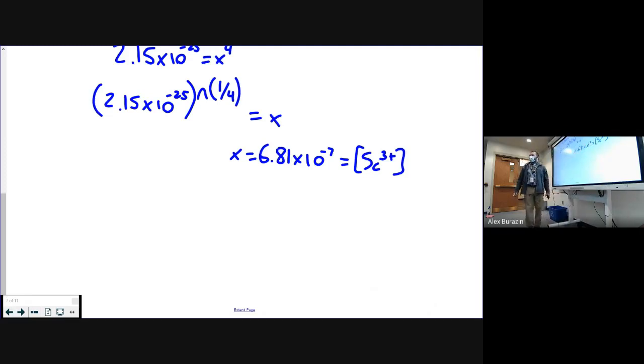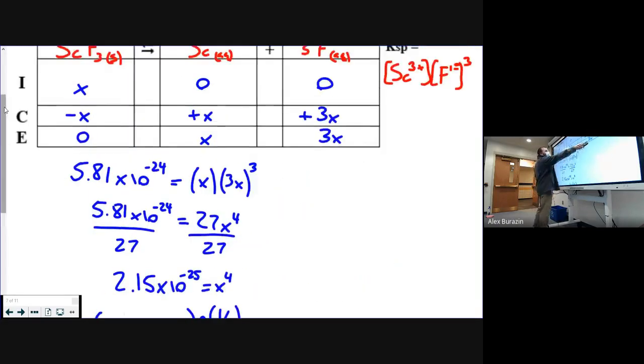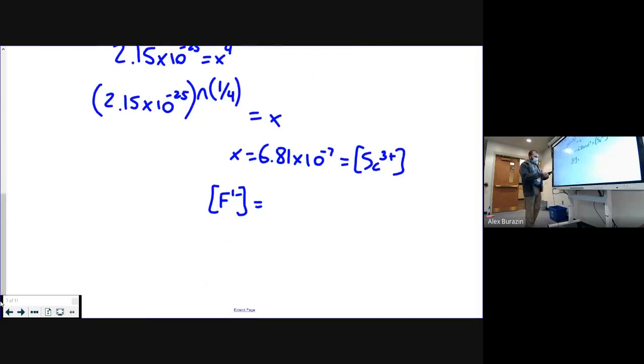I didn't leave myself space, but that's a molarity, obviously, when we have brackets, right? For the fluoride, we would just need to take 3x. So 3 times whatever that was, 3 times 6.81 times 10 to the negative 7, and we get 2.04 times 10 to the negative 6.